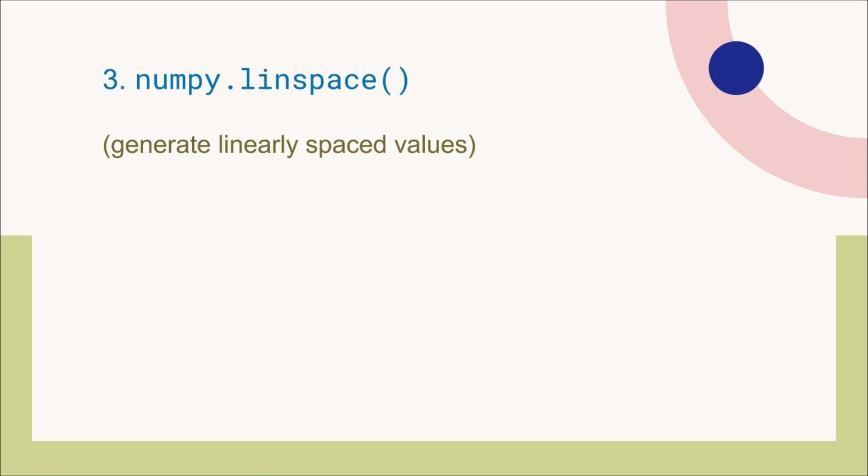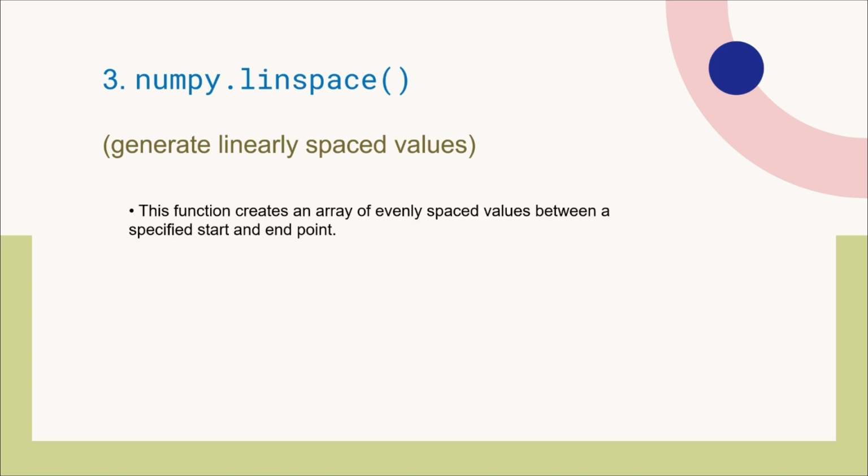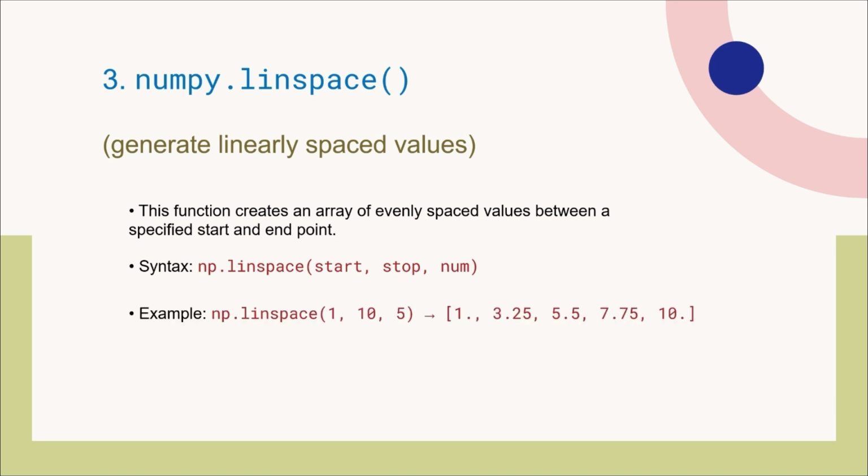Now coming to our third function, which is numpy.linspace. This function creates an array of evenly spaced values between a specified start and end point. So the syntax of this function is np.linspace start, stop, num. And here is the basic example where 1 is the start value and 10 is the stop value and 5 is nothing but the number of values in our numpy array.